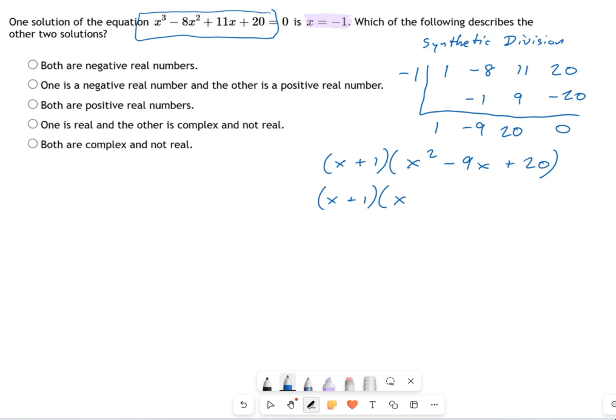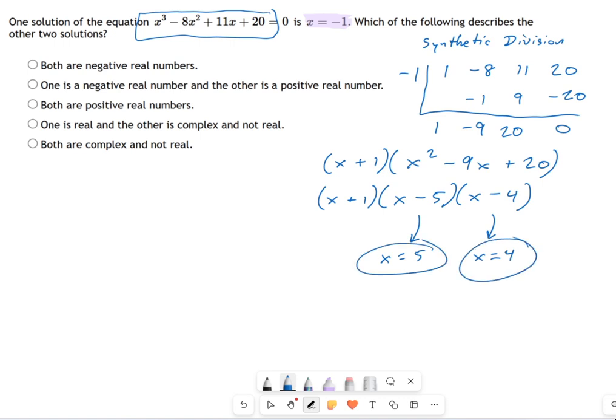Okay, let's see. I know how to factor this. I can do this one in my head. This is fairly quick. I get the following: x minus 5 and x minus 4 for that quadratic part. Now, if you look at this, this gives me two possibilities. I get x equals 5 and x equals 4.